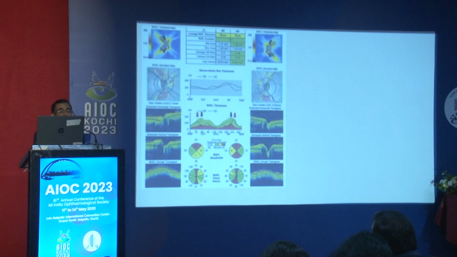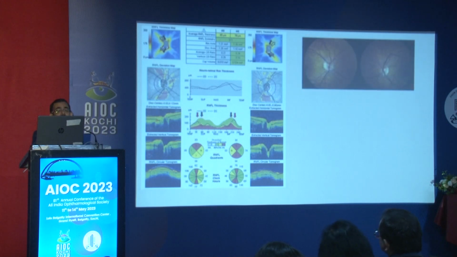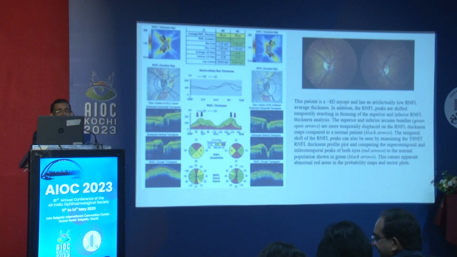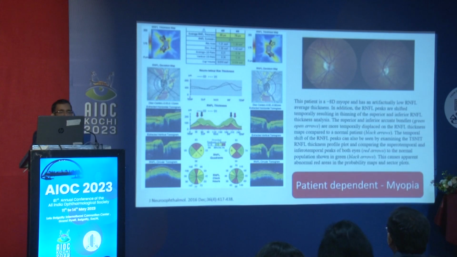Another picture from a Cirrus printout shows a lot of RNFL thinning, and when we see the disc, it is myopia. In myopia, the superotemporal and the inferotemporal bundles converge temporally. So the height of the hump is normal, but it is displaced laterally. So we get red areas in the normal expected places. This is due to myopia and not due to glaucoma.